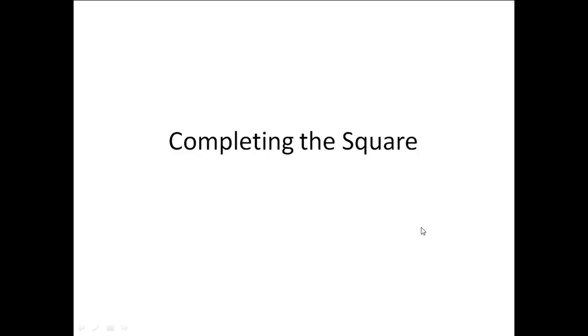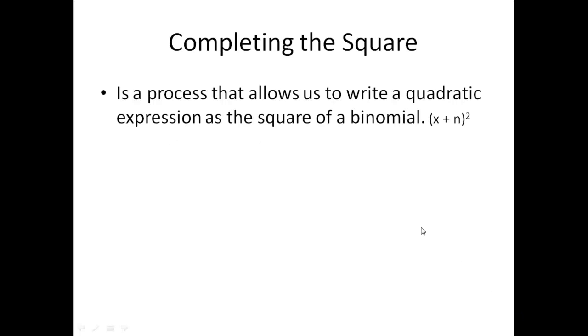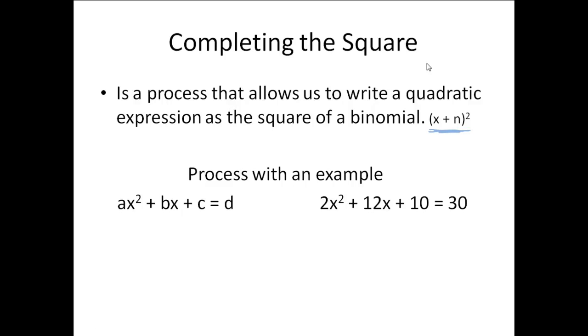We are going to do a process called completing the square. Completing the square is a process that allows us to write a quadratic expression as the square of a binomial. When we say the square of a binomial, we're looking at an expression like this: x plus n, that quantity squared. We have a 5-step process.